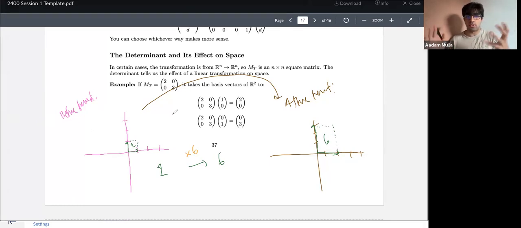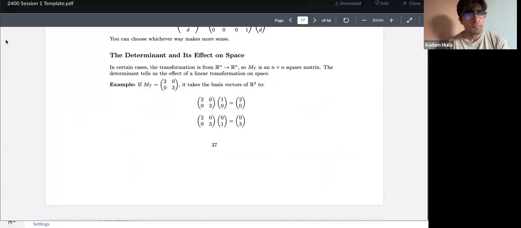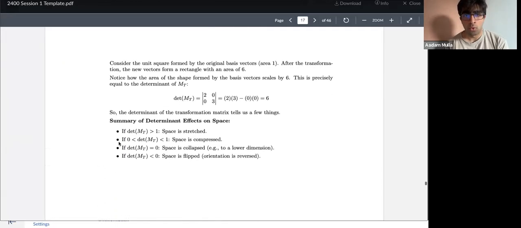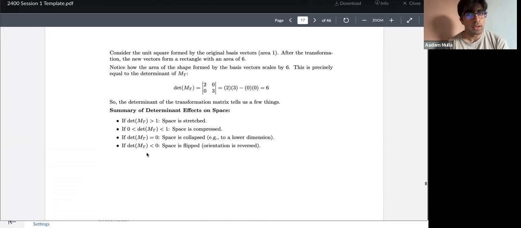And in 3 dimensions, that's volume. In 4 dimensions, that's something else. We don't know what it's called. Okay. So right, because the determinant is 6, here are the main things you really need to know. If your determinant is bigger than 1, you're stretching space out, you're making things bigger. If it's between 0 and 1, you're compressing because it's a fraction, so you're turning an area of 1 into an area of a half or something.